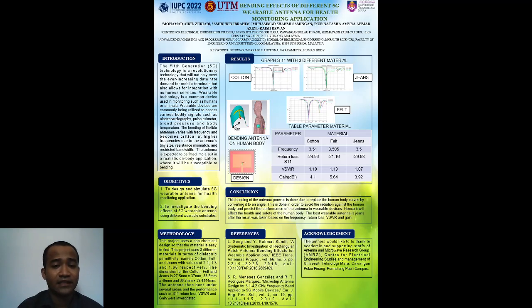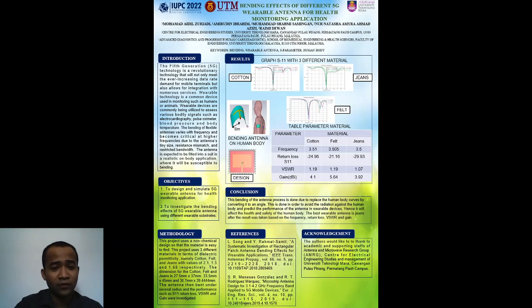The antenna is expected to be fitted into a suit in a realistic on-body application, where it will be susceptible to bending. There are several problems in this title, which is the body part. The antenna will be placed on the human body part, so it will radiate into the human body. To avoid that from happening, the bending effect was introduced by using the 5G lower band frequency.